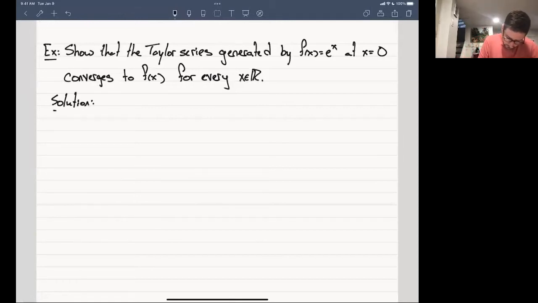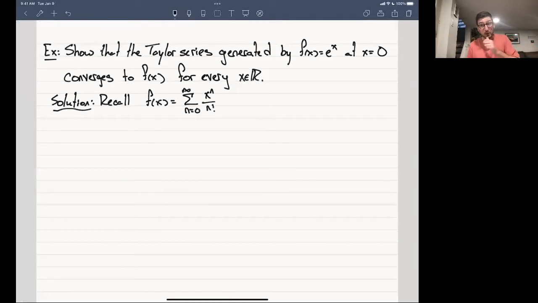Well, let's recall the Taylor series. So we have f of x is equal to the sum of x to the power of n over n factorial, where n runs from 0 to infinity. This is what we proved in the previous lecture where we expanded this thing out.